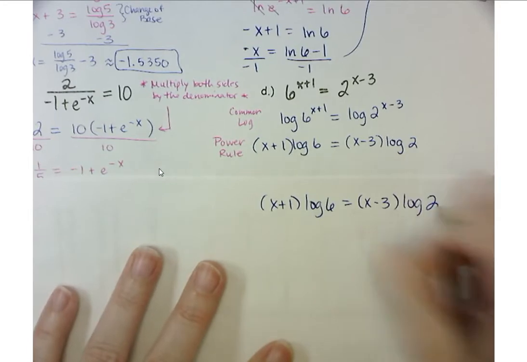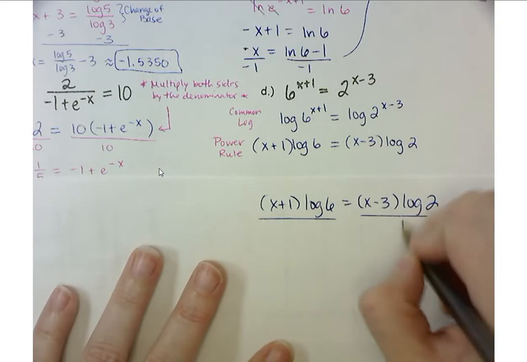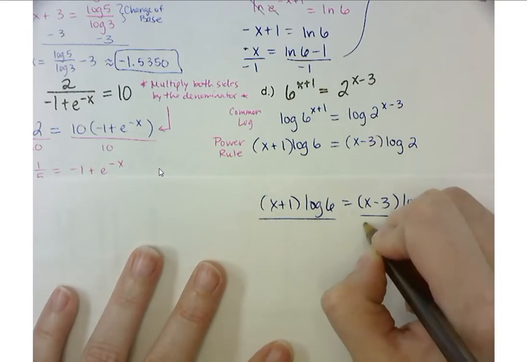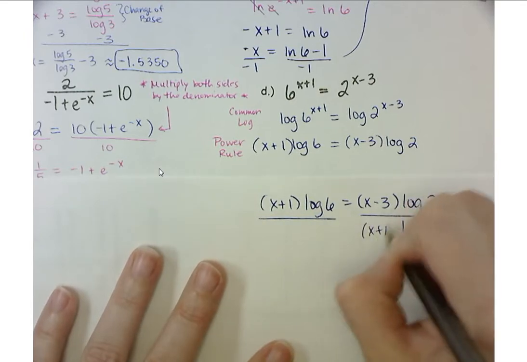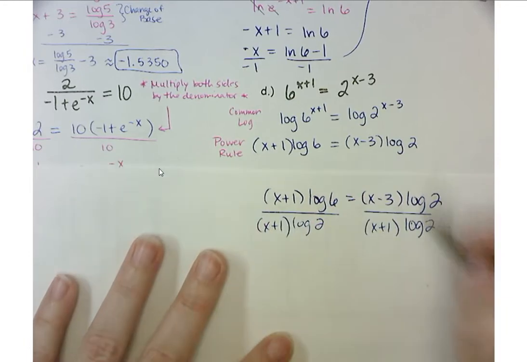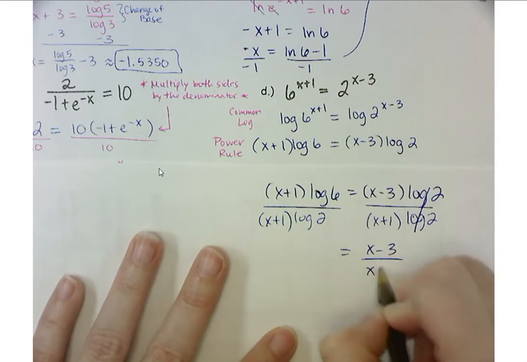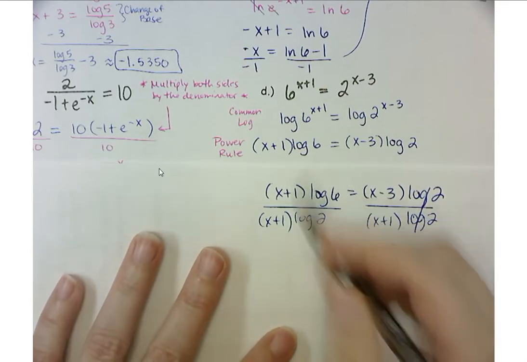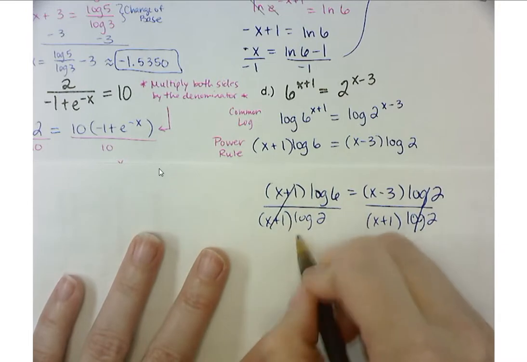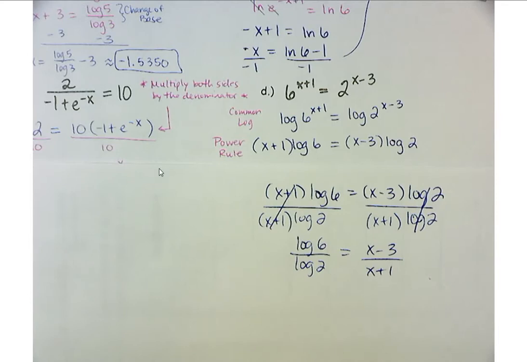Okay, so you're saying divide both sides by log 2 and x plus 1, log 2 times x plus 1? Yeah. Okay, so if you did that, these would cancel out. You'd have x minus 3 over x plus 1. On this side, these would cancel out, and you'd have log of 6 over log of 2. And you could change that to log base 2 of 6.